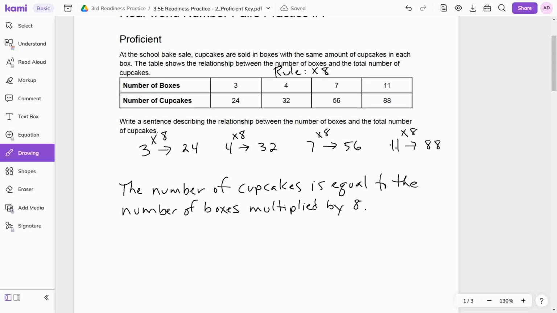You could also just say the number of boxes times 8 will help you find the number of cupcakes. So your answers might be slightly different as long as we're using words and we are describing that rule of multiply by 8, you'll have it correct.